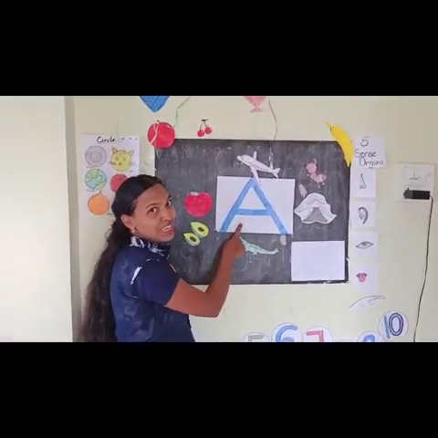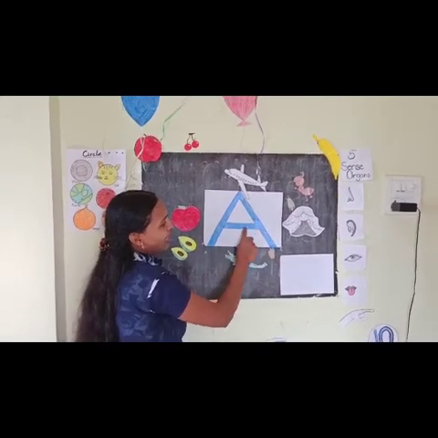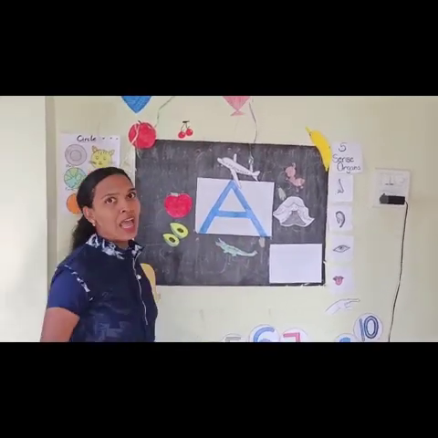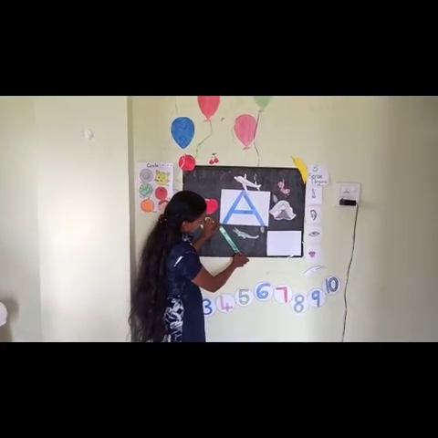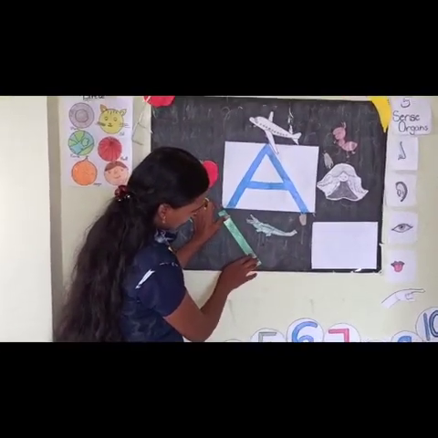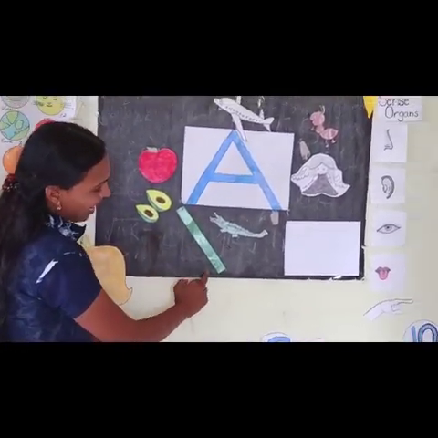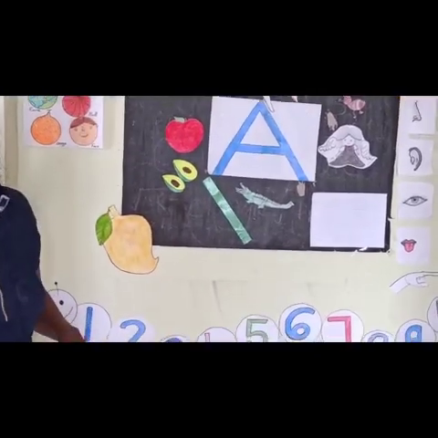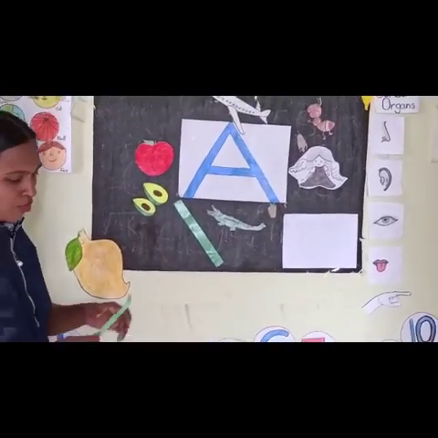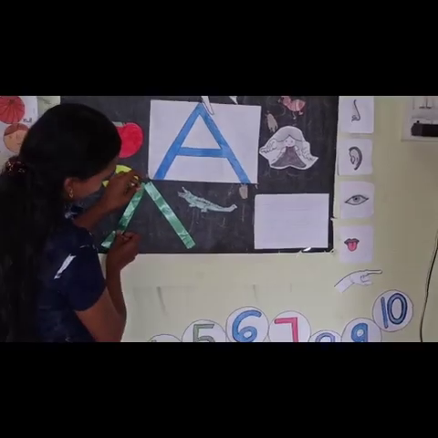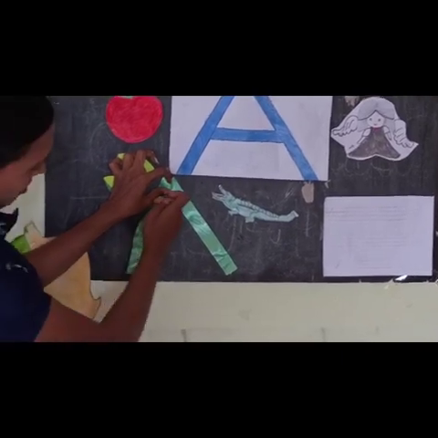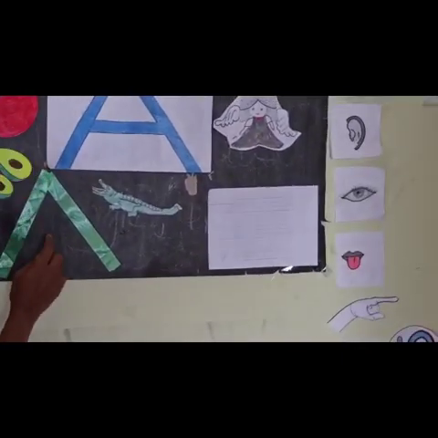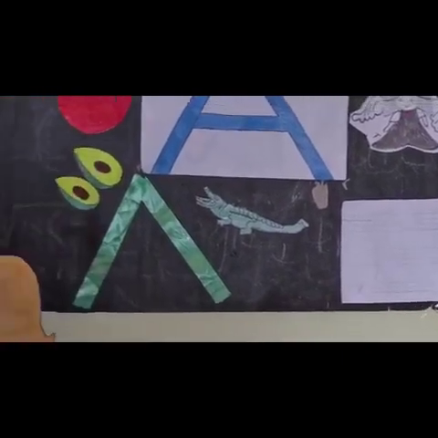Yes? What is this, children? Say again. A. A for alligator. Start. What is this, children? Slanting line. What is this? Slanting line. One more. Slanting line. Slanting line and slanting line.